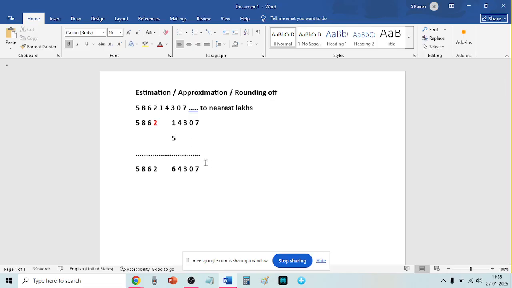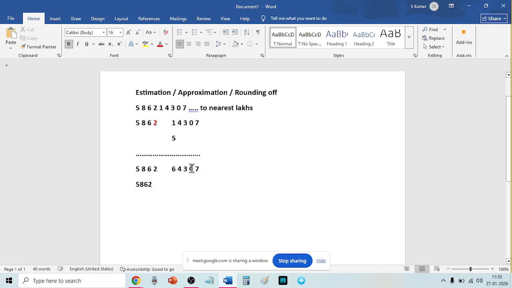Okay. What have I done? 5. Where did you add? To the first digit of what you don't need. The useless part you added. This is the useful part I need. This I don't need. Now you write the same thing, 5862, but for the useless part you write 0.